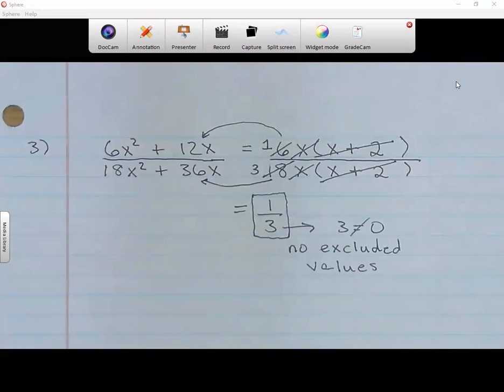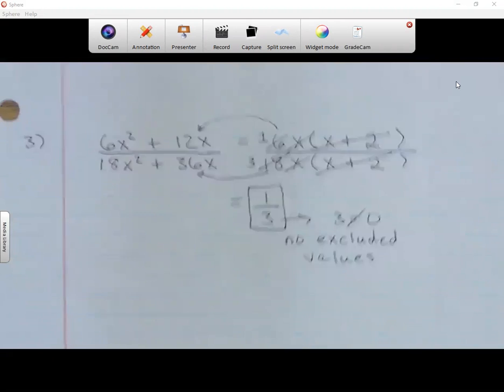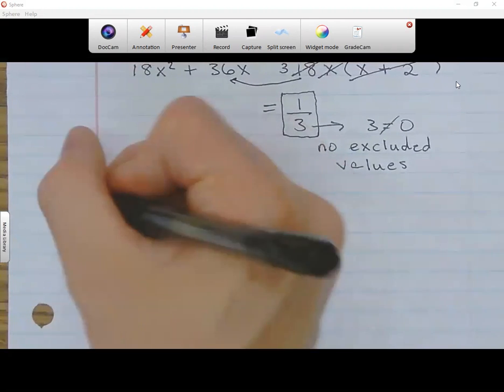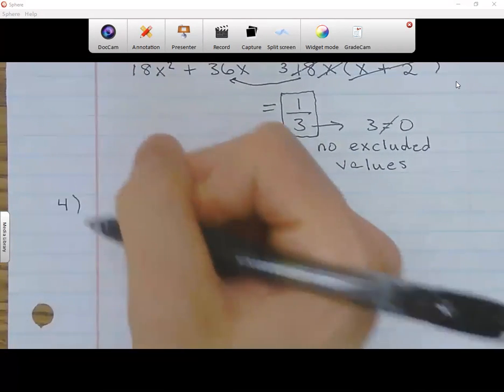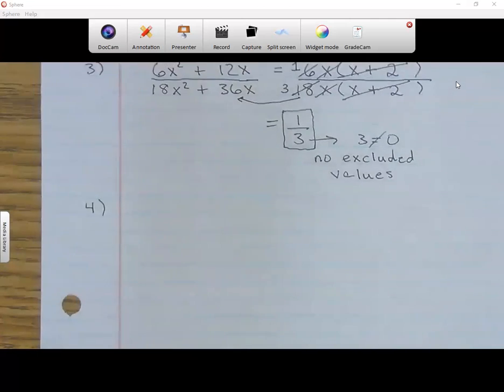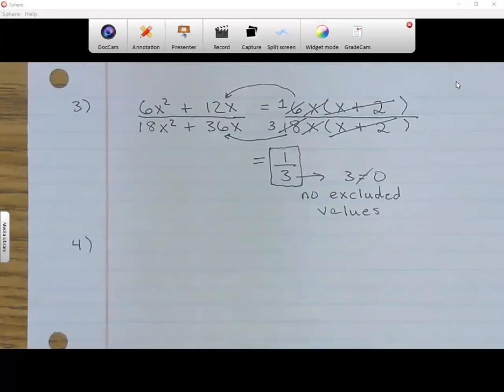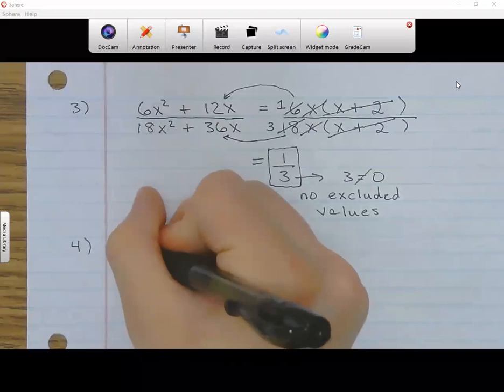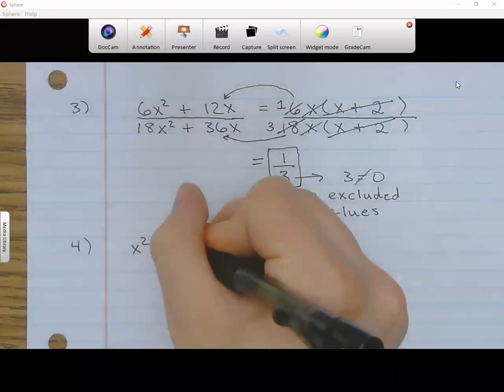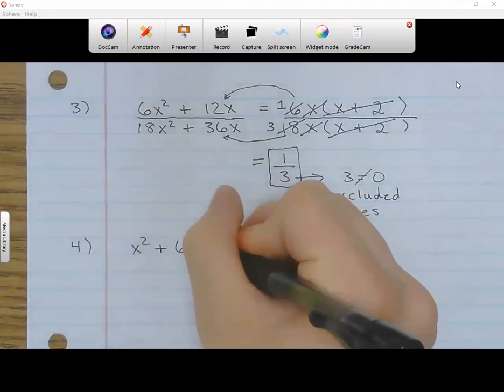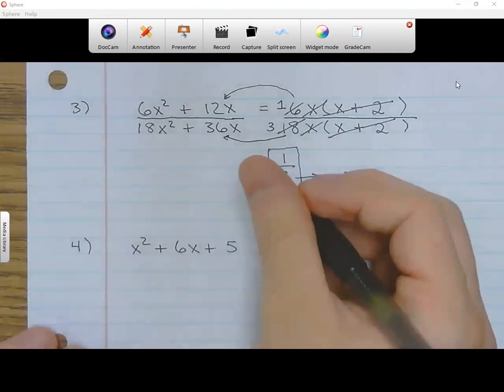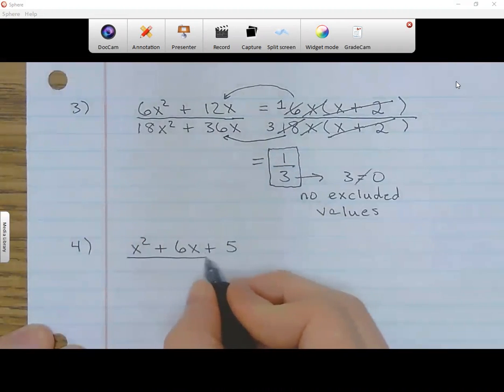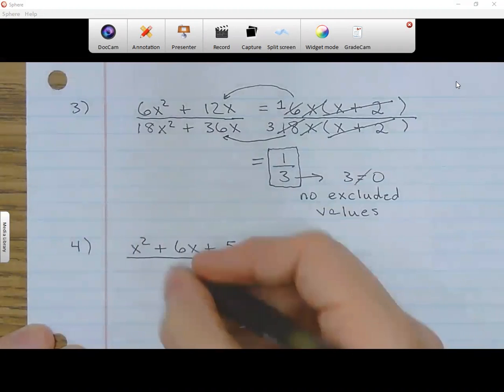Okay, that is number 3. All right, let's try 4. And I'll zoom out so you can see 3 again. Let's try number 4. For this one, I got x squared plus 6x plus 5, and in the denominator, I'm going to have x plus 1.